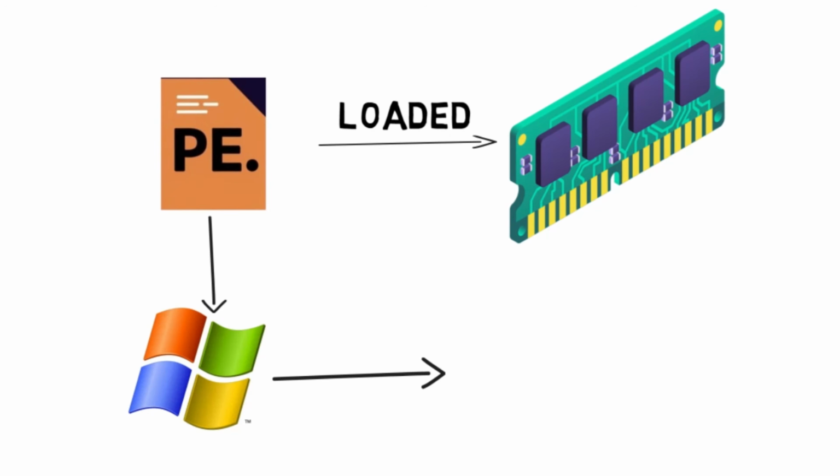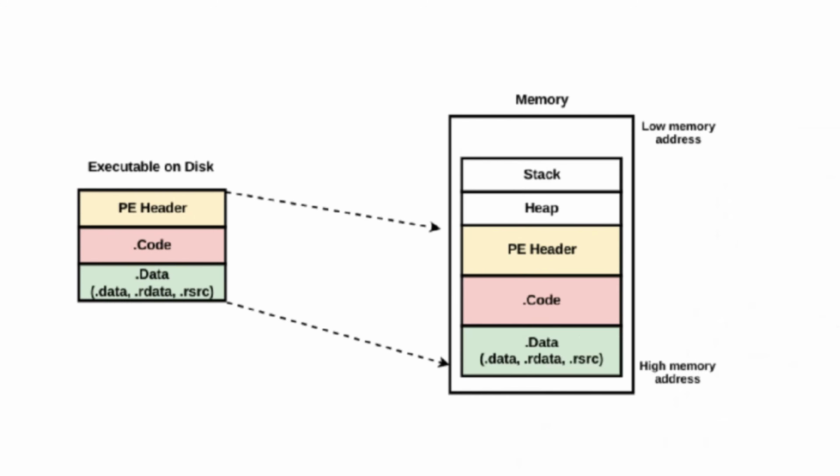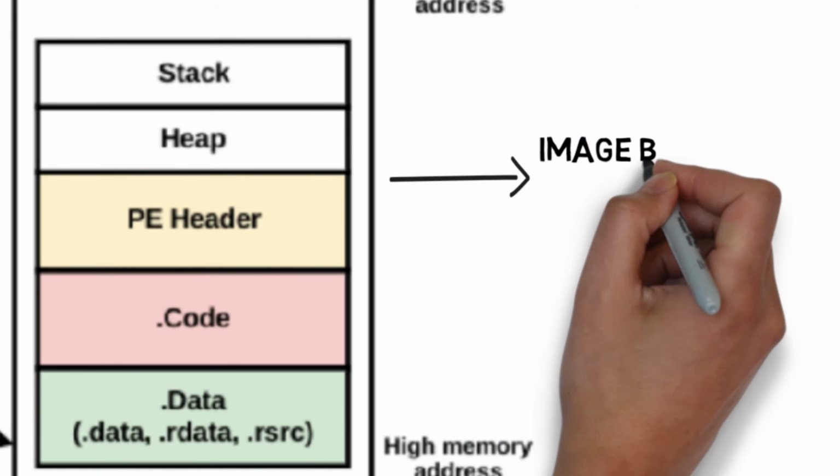Now let's talk about the NT header, which holds a lot of critical information for malware analysts and reverse engineers. First of all, when a PE is loaded into memory, the operating system assigns a base address, which is the starting point of the image in the virtual address space. The file, including its headers and sections, is then mapped into memory relative to this base address.